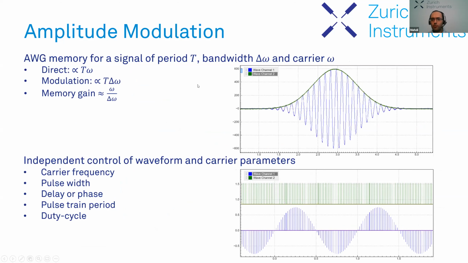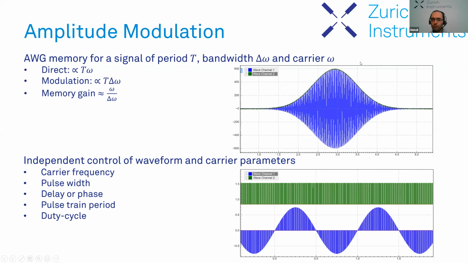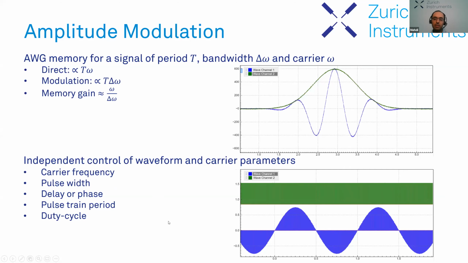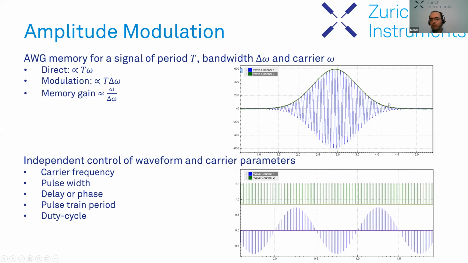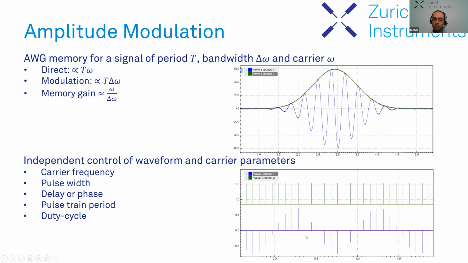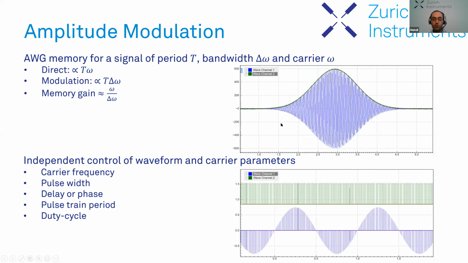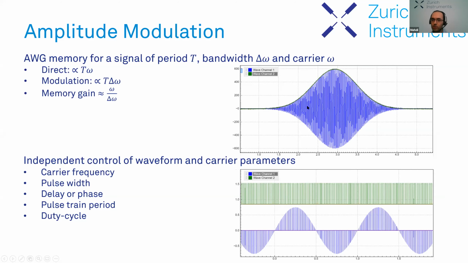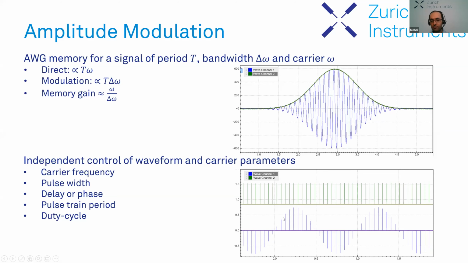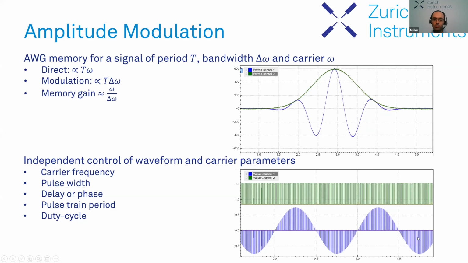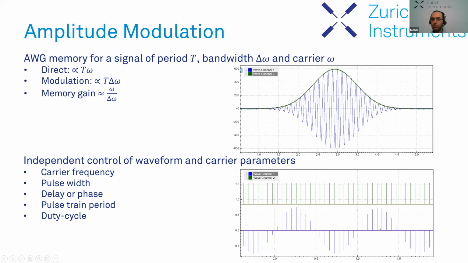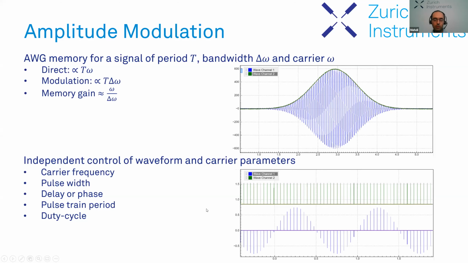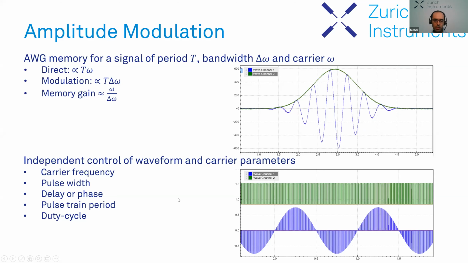The benefit of this feature actually is that you save a lot of memory on the AWG, but what is crucial for this application is that independent from other parameters, you can sweep some other parameters. So for instance here, independent from the pulse shape and width, you can sweep the frequency. Or here, independent from the frequency of the modulation, you can sweep the duty cycle, you can sweep the delay between pulses, you can sweep the pulse width, and so on. And that's what we are going to use for this technique.